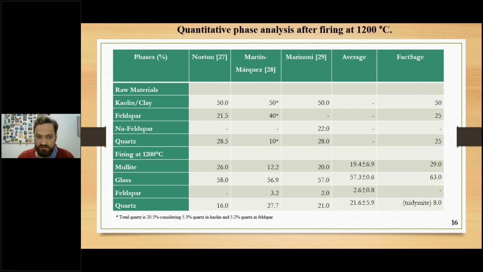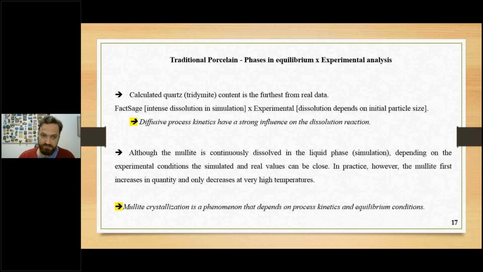This is a quantitative phase analysis after firing at 1200 degrees Celsius. Calculated quartz content is the furthest from real data. Here we have the FactSage, where intense dissolution happens in simulation versus experimental dissolution, which depends on initial particle size. And diffusive process kinetics have a strong influence on the dissolution reaction.